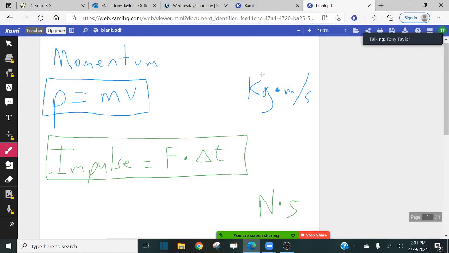Anyway, so these are the two equations you guys need to know today. Momentum and impulse. Momentum is equal to mass times velocity. Impulse is equal to force multiplied by time.